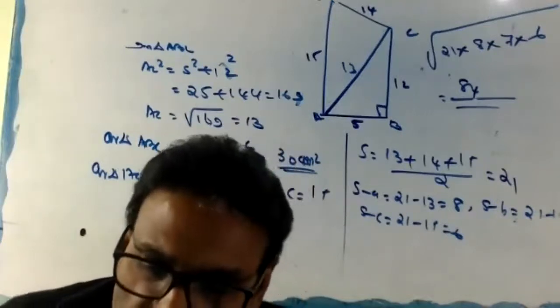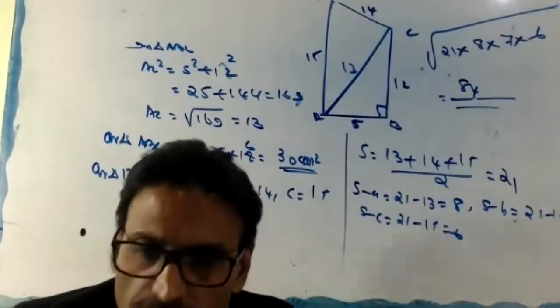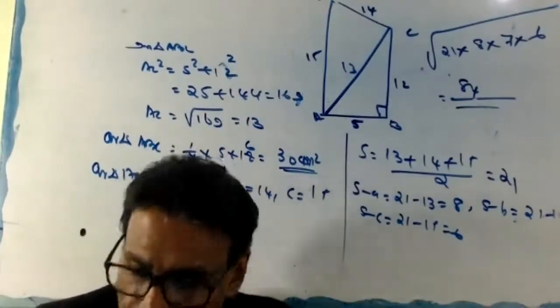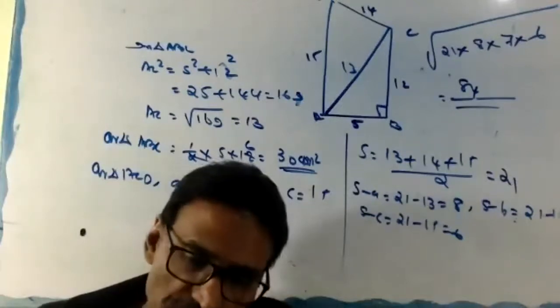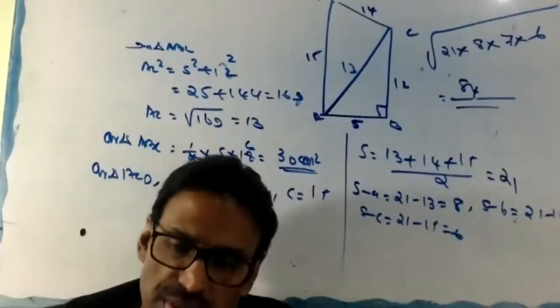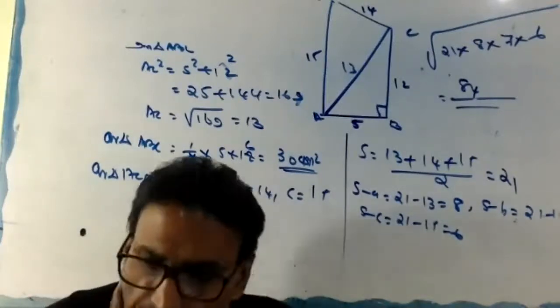The angle between the last two sides, not the first two sides, is a right angle. The angle between the last two sides is a right angle. Find the area.